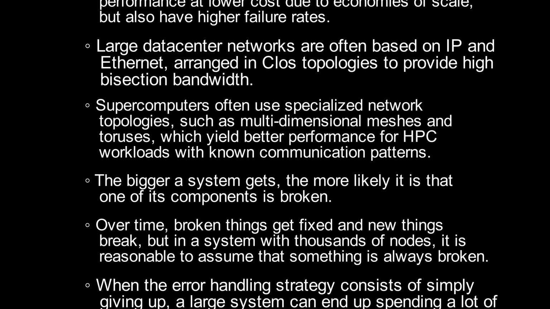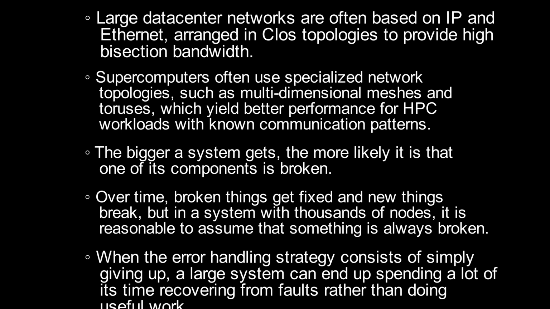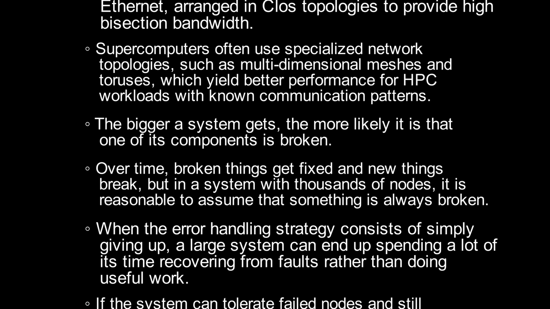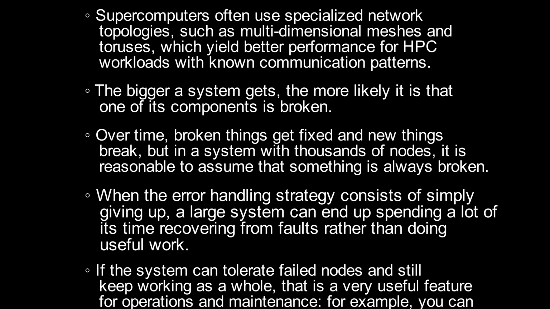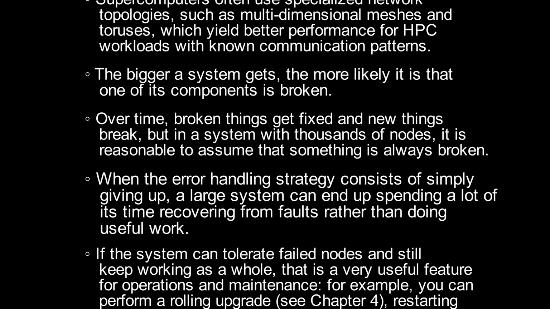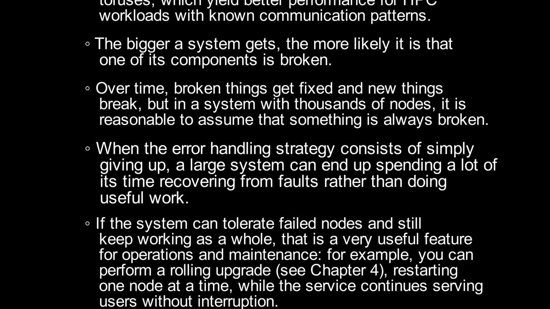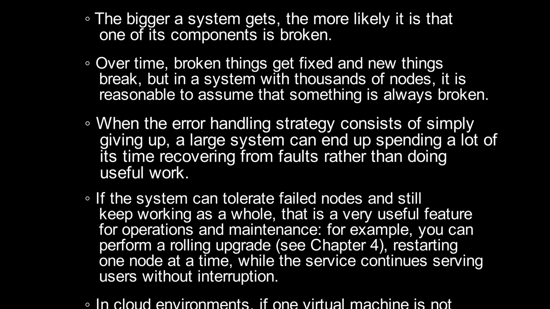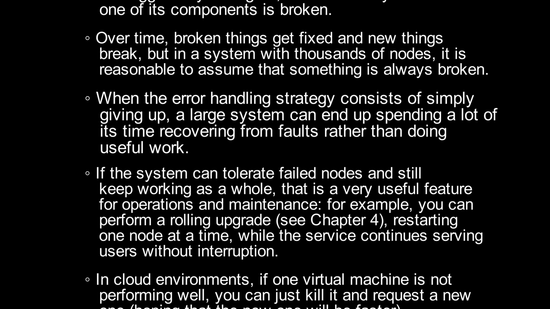The bigger a system gets, the more likely it is that one of its components is broken. Over time, broken things get fixed and new things break, but in a system with thousands of nodes, it is reasonable to assume that something is always broken. When the error handling strategy consists of simply giving up, a large system can end up spending a lot of its time recovering from faults rather than doing useful work. If the system can tolerate failed nodes and still keep working as a whole, that is a very useful feature for operations and maintenance. For example, you can perform a rolling upgrade.